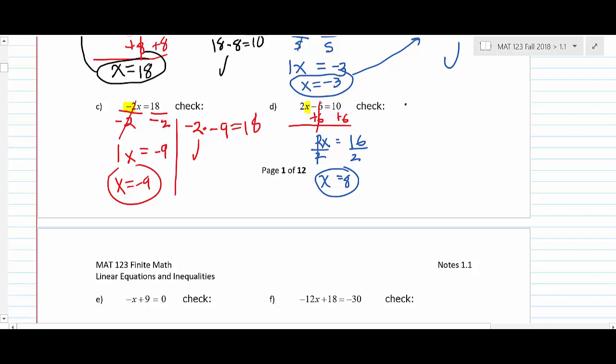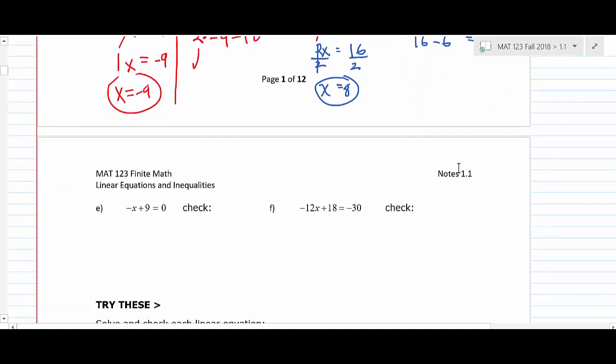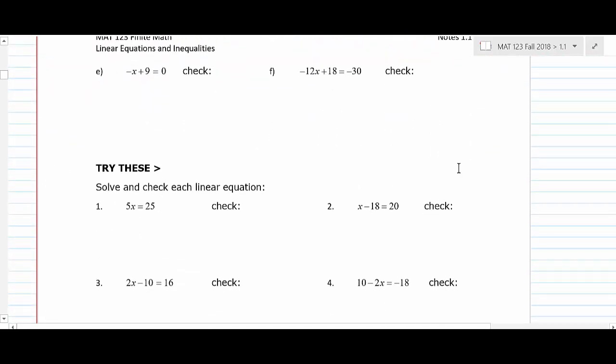When you check, just plug in. So it's 2 times the answer, minus 6 equals 10. This one, probably write a step to make sure it's right. We do the multiplication. 16 minus 6 is 10. Once you get to a point where you know it's right, that's good enough. Okay, everybody with me on what I've done so far? We're going to build up, and they're going to start getting a little more complicated as we go. We'll start getting fractions and stuff like that. Any questions so far?